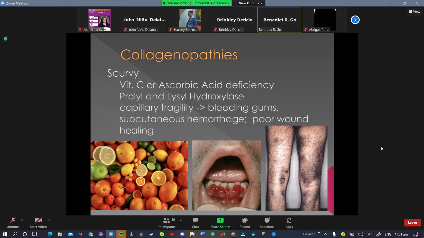Remember, not all citrus fruits are high in vitamin C. They're high in citric acid, which is the cause of the sourness of some foods. But oranges, yes, are high in vitamin C. Look at the gums of this guy because of repeated gum bleeding. Here you'll have subcutaneous hemorrhage, but they can also occur smaller, in the form of petechial hemorrhages. But these are just big subcutaneous hematomas you can find there.